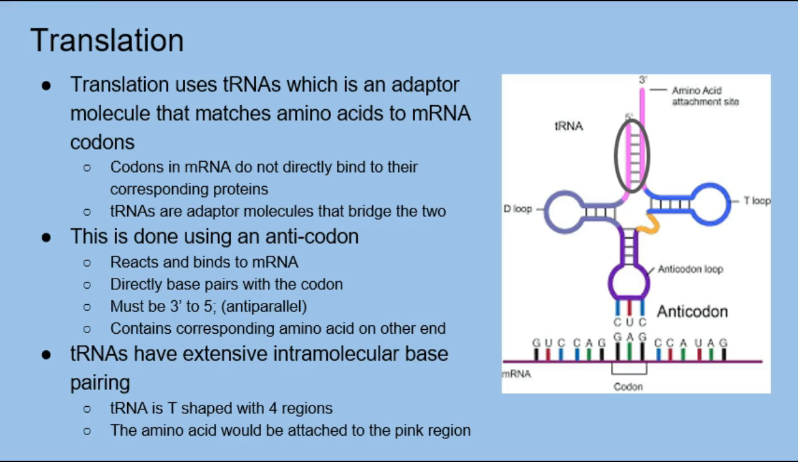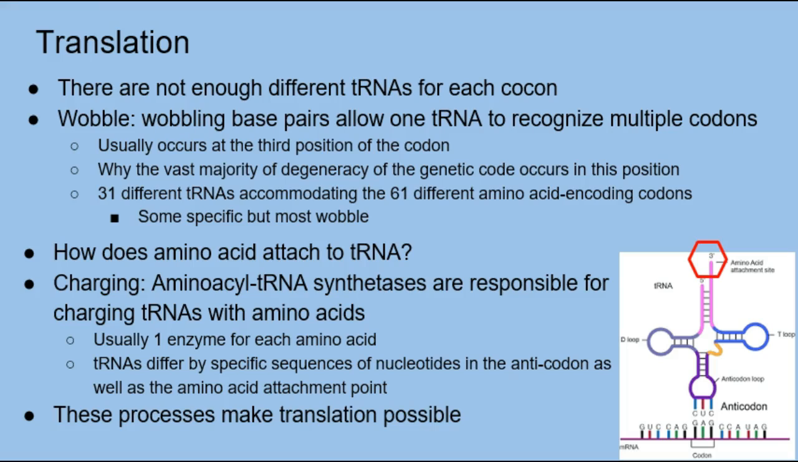tRNAs have intramolecular base pairing. tRNA is T-shaped with 4 regions, and the amino acid would be attached to the pink region at the top. There are not enough different tRNAs for there to be 1 tRNA for each codon, so this introduces wobbling base pairs. Wobbling base pairs allow 1 tRNA to recognize multiple codons. This usually occurs at the 3rd position of the codon.